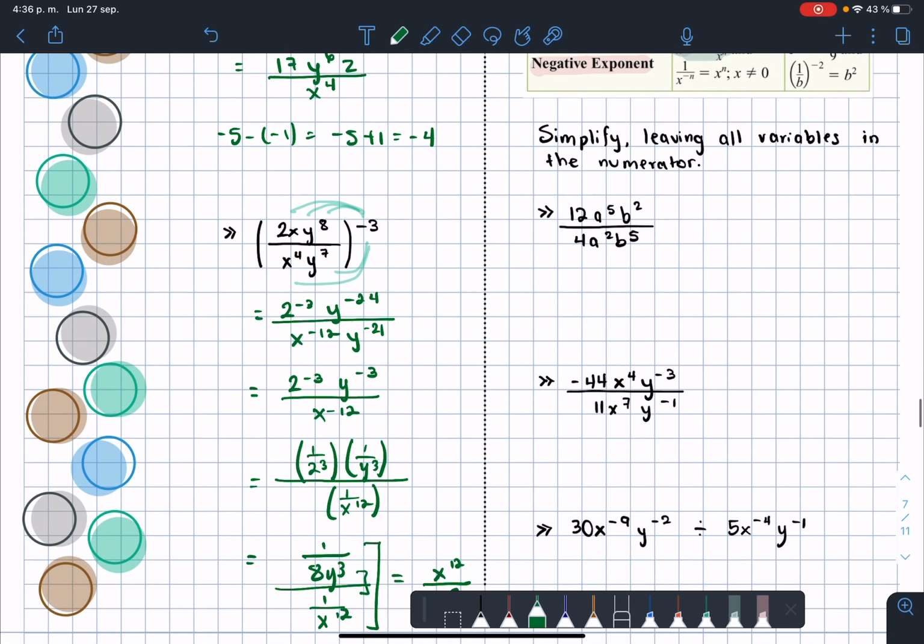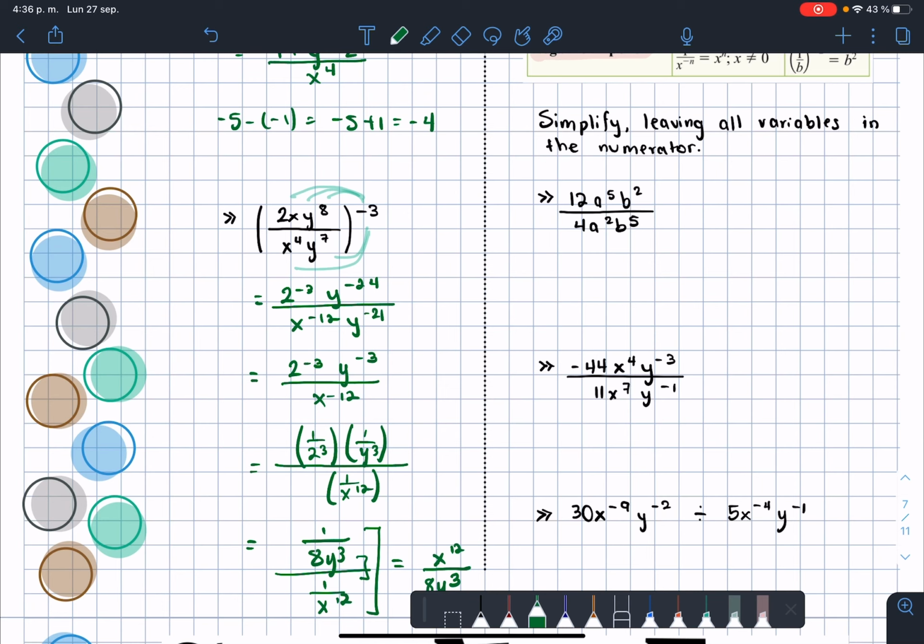Okay, we are going to finish with these 3 examples, but in this case we have to leave the variables all in the denominator. This is a simple division. We get 3a to the power of 3, b to the power of negative 3. According to the instruction, I'm not going to change it because I need everything in the denominator. Also remember, we are subtracting the exponents because we are dividing. In this one, negative 44 divided by 11 is negative 4. x to the 4 divided by x to the 7 is x to the negative 3 because we subtracted.